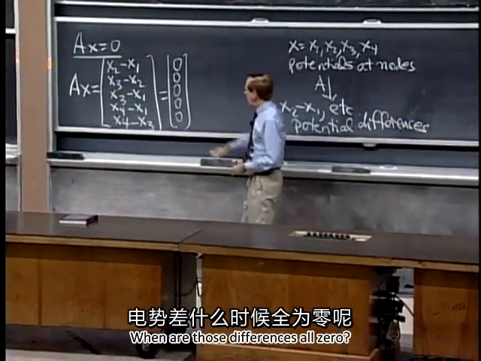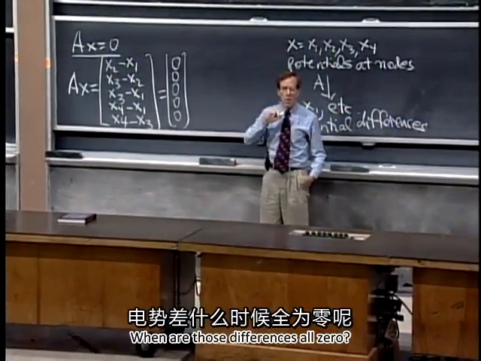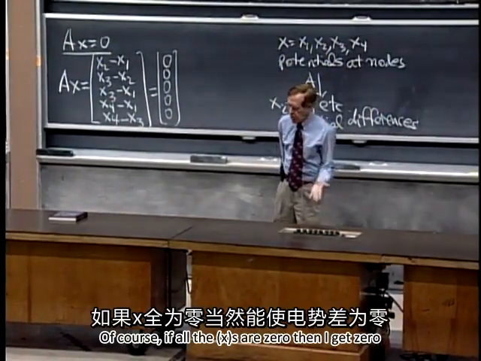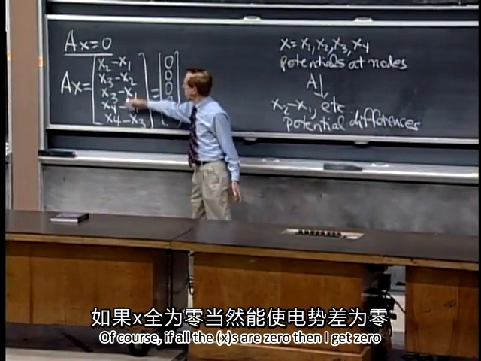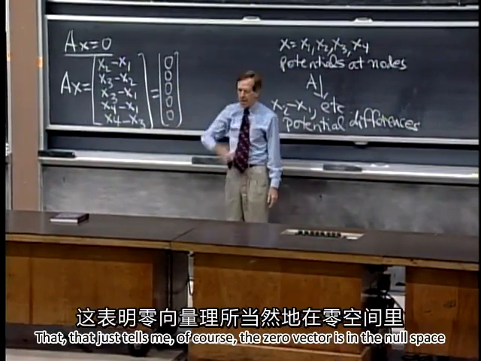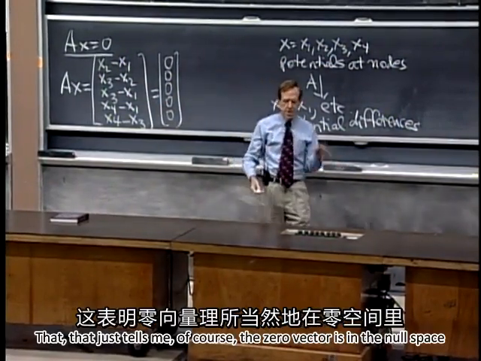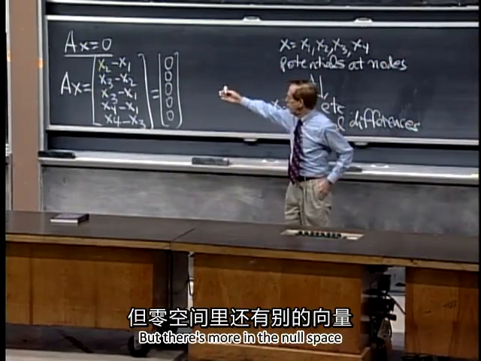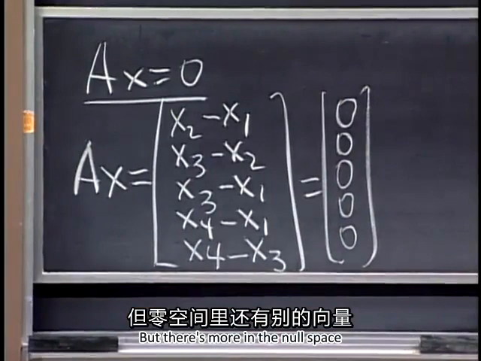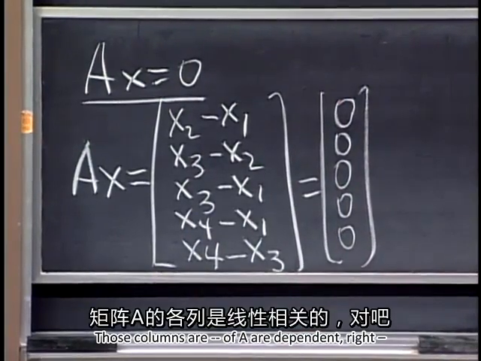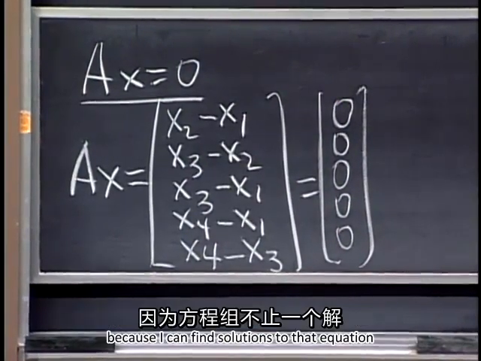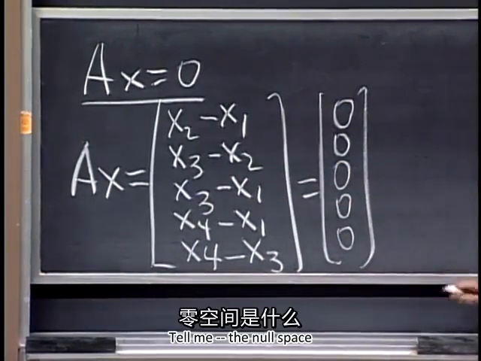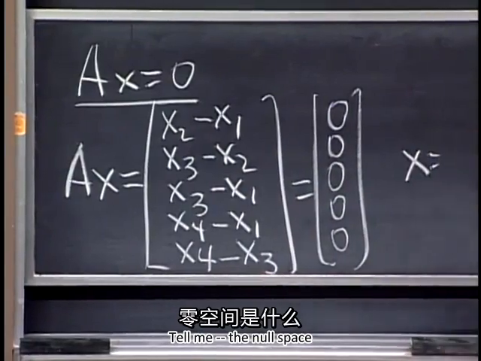Okay. When are those differences all 0? So I'm looking for the null space. Of course, if all the x's are 0, then I get 0. That just tells me, of course, there's 0 vectors in the null space. But there's more in the null space. Those columns of A are dependent, right? Because I can find solutions to that equation. Tell me the null space.